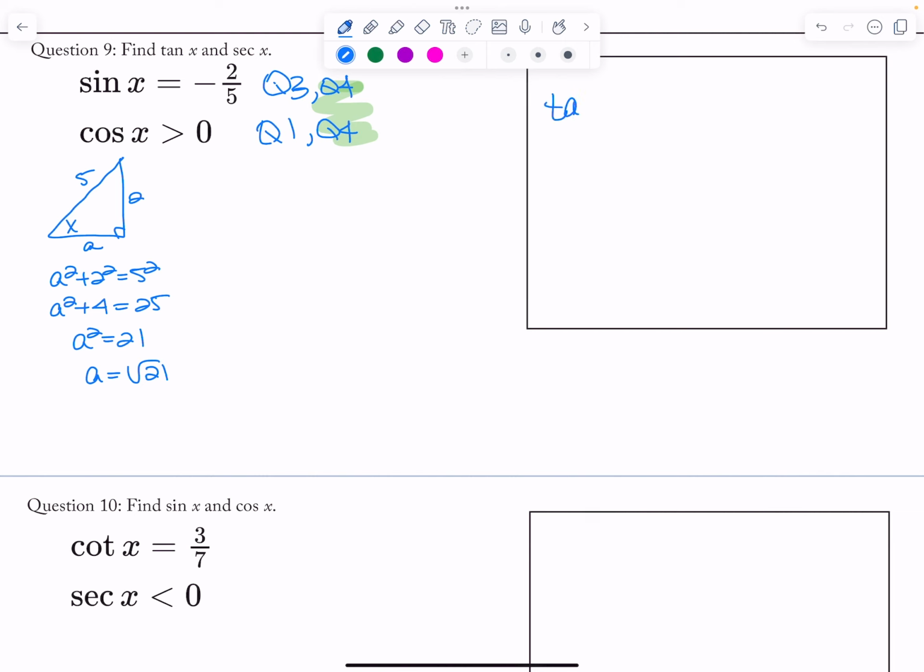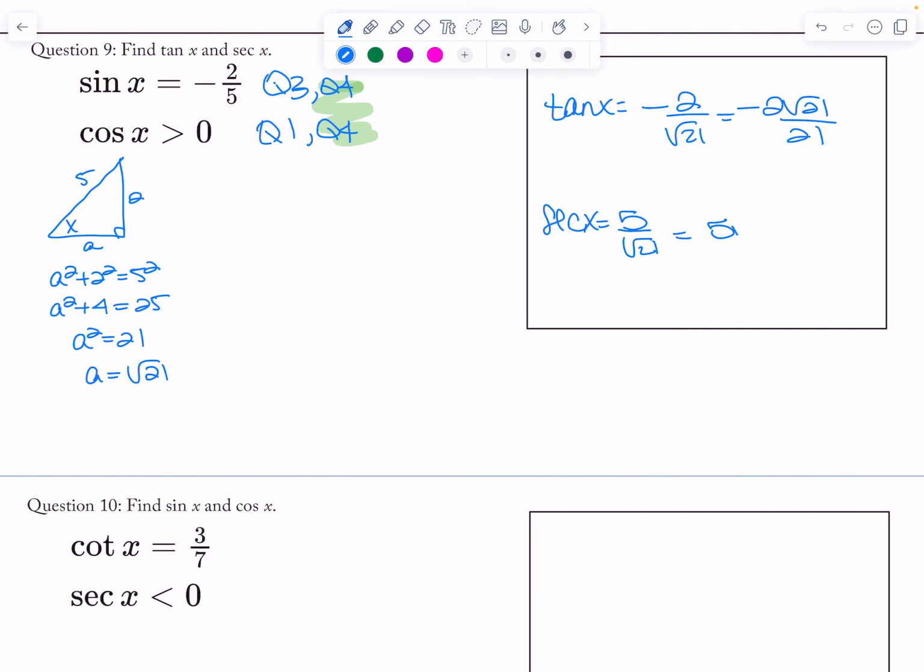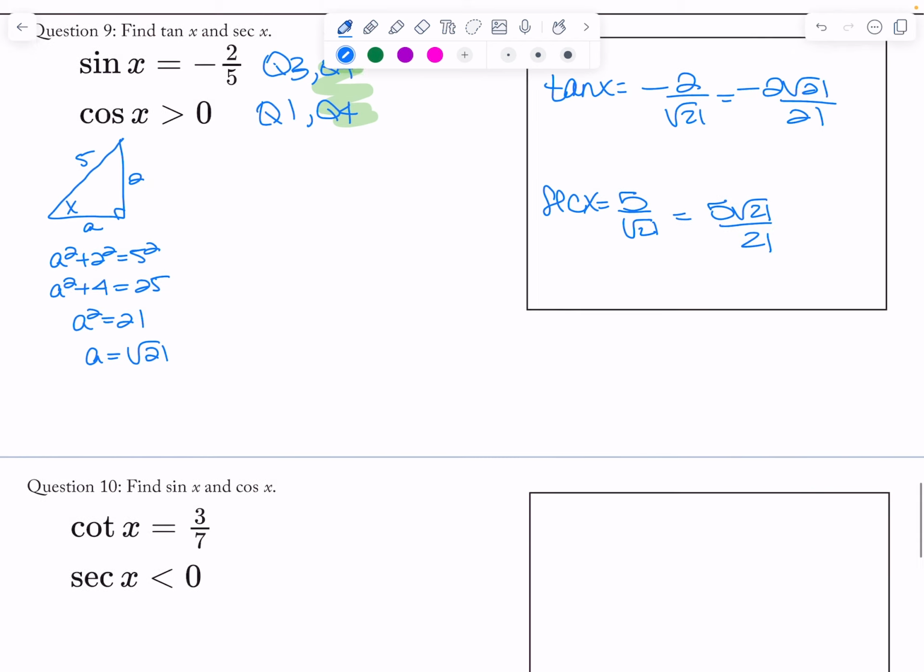I want tangent and I want secant, and I'm in quadrant 4. So tangent will be negative and secant will be positive. Tangent is 2 over root 21, so that's negative 2 root 21 over 21. And then secant of x is 5 over root 21, so that will be 5 root 21 over 21.